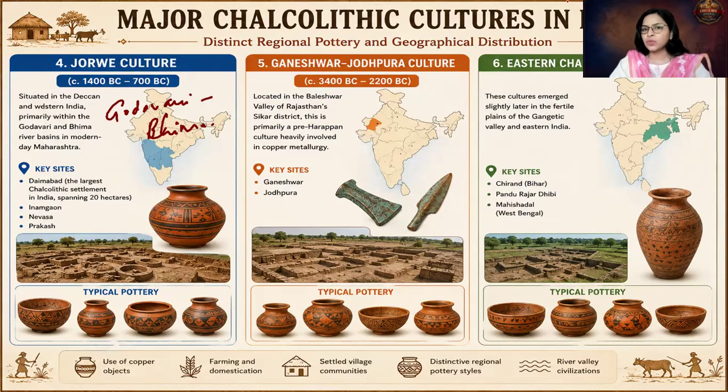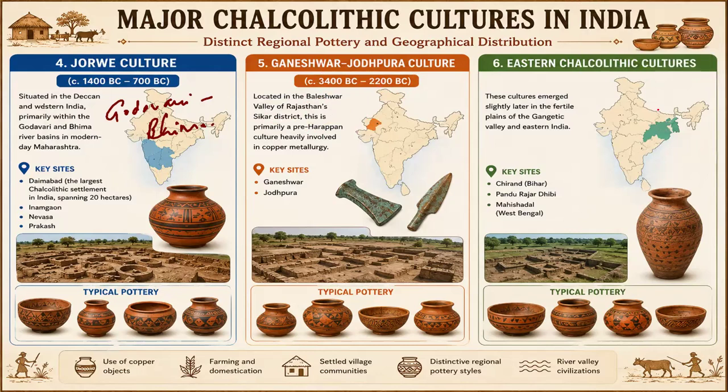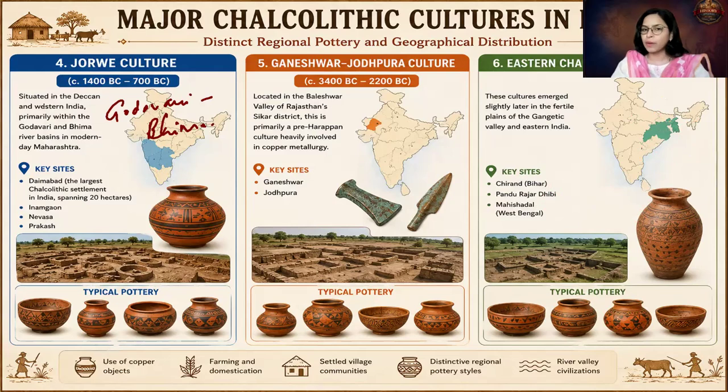Then coming towards the Eastern Chalcolithic cultures. Eastern cultures emerge later in the fertile plains of River Ganga and Eastern India. The important sites are Chirand, a site in Bihar. Then you have Pandu Rajar Dhibi and Mahisadal. Mahisadal is in West Bengal. So these are the important sites which you need to remember from the Eastern Chalcolithic cultures.